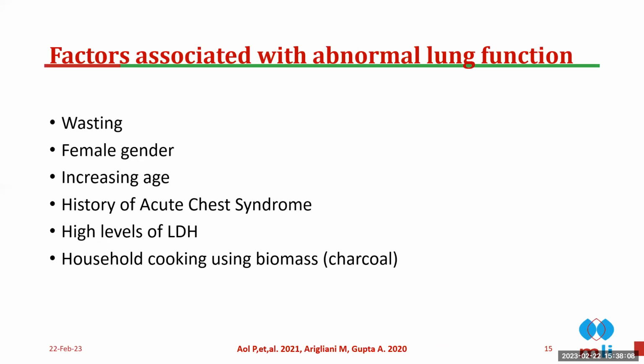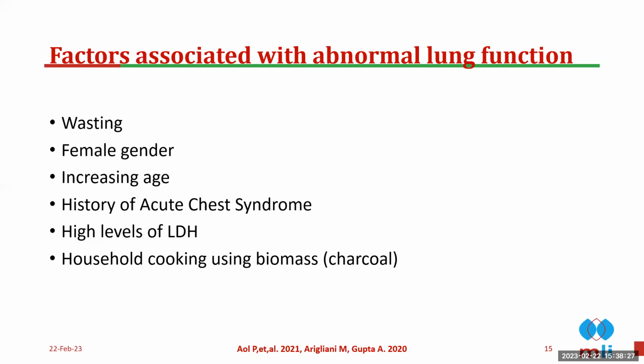Now, what kind of children end up with abnormal lung function? Again, this is from studies that have been done. We know that if a child has sickle cell disease and is wasted, they are more likely to have suboptimal or abnormal lung function. Also the female gender, and increasing age.